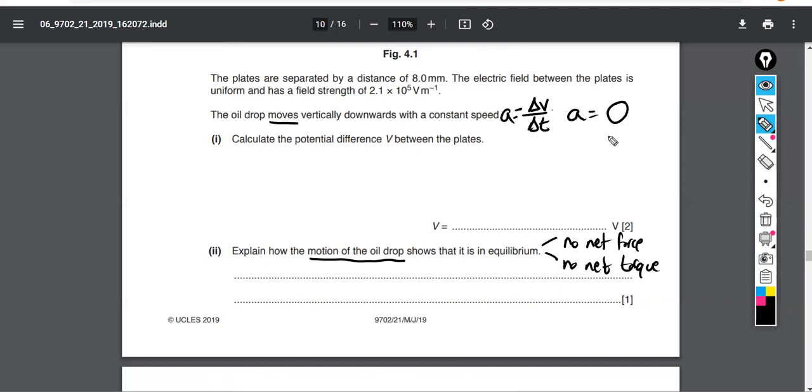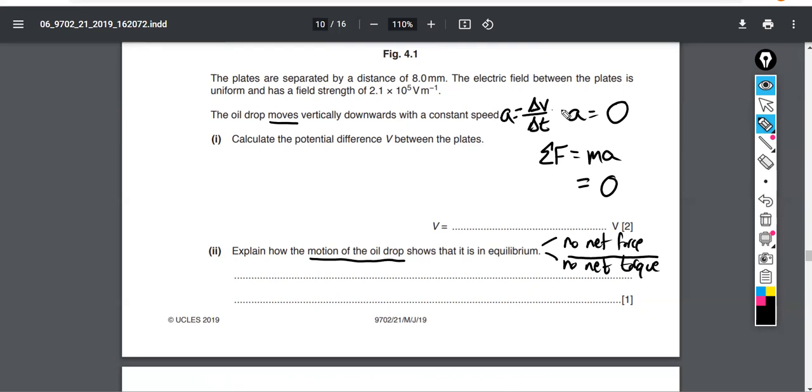So if the acceleration is 0, and the sum of the forces, the net force, the resultant force, is equal to mass times acceleration, then if something isn't accelerating because it's moving at constant speed, we can deduce that the forces must be balanced, or the resultant force is 0, or there is no net force.